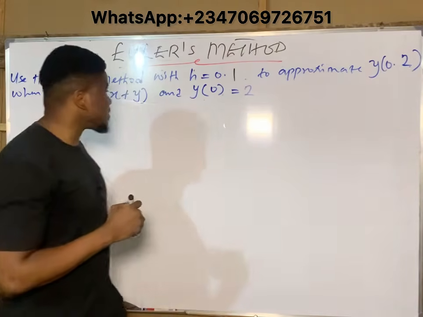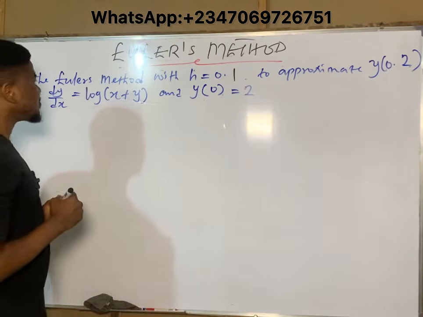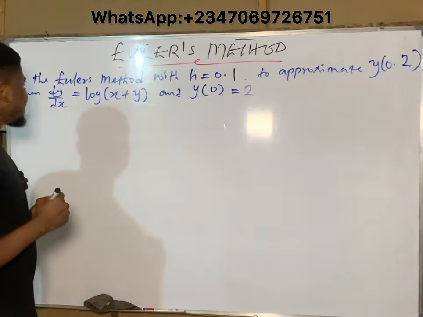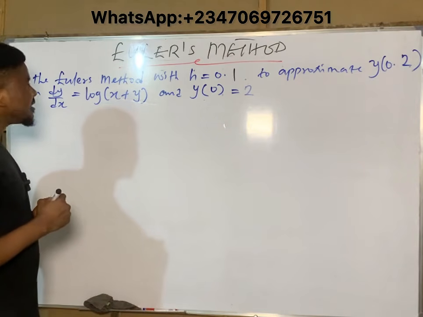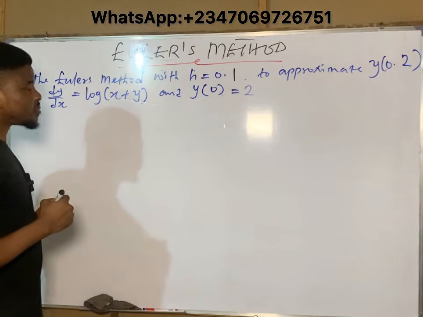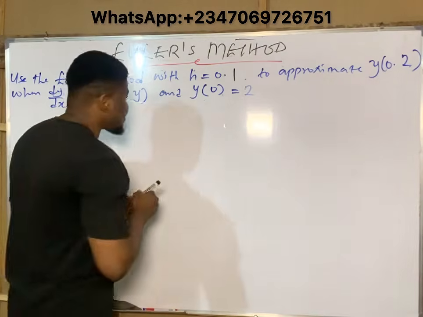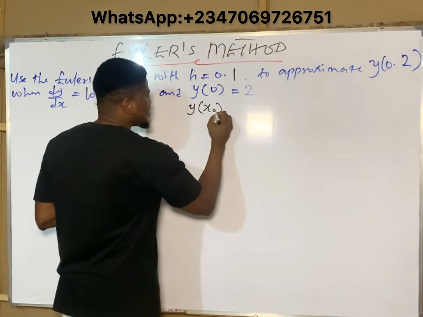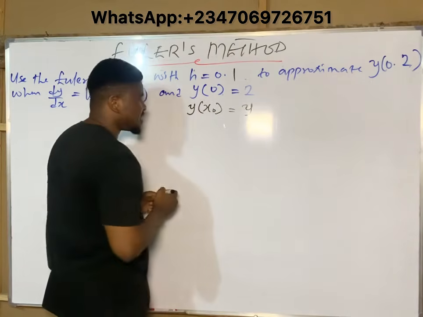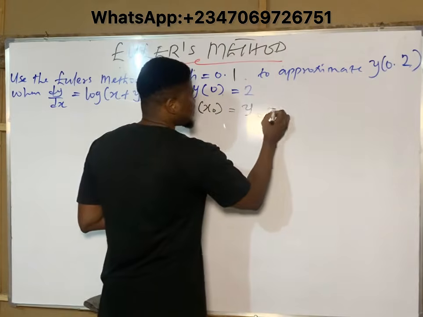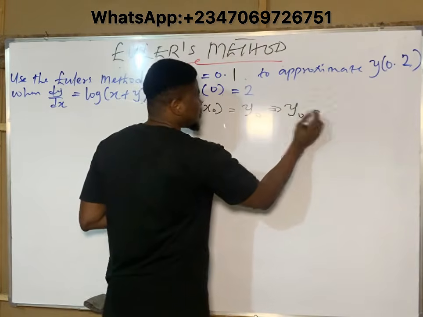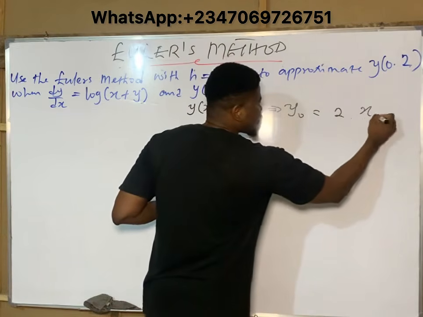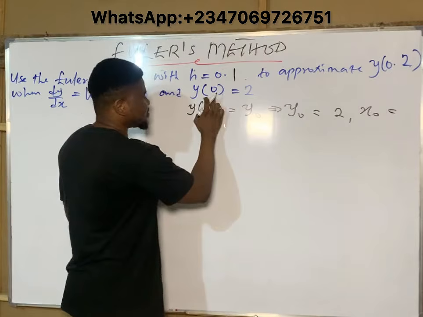Now, in this video, the question says, use Euler's method with h equals 0.1 to approximate y of 0.2 when dy/dx equals log x plus y and y of 0 equals 2. In the previous video, I explained that y of 0 simply means y of x naught, which is equal to y naught. If you compare these two equations, this implies that y naught equals 2 and x naught is equal to 0.